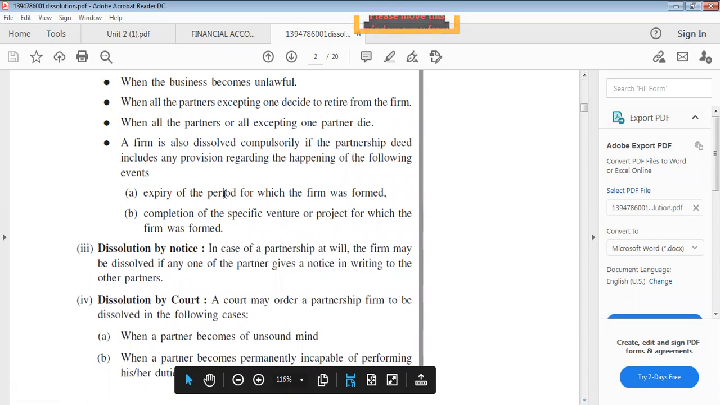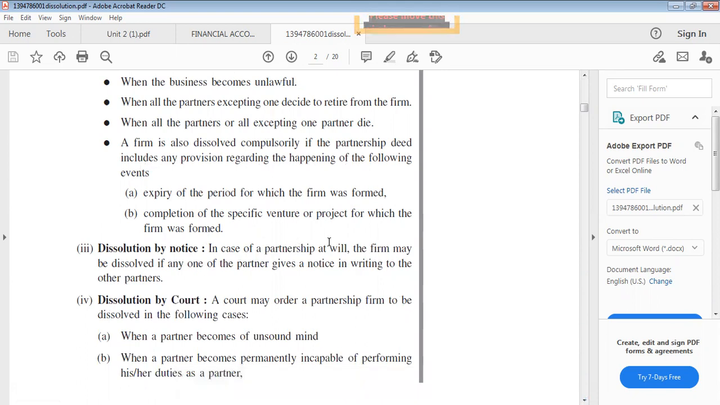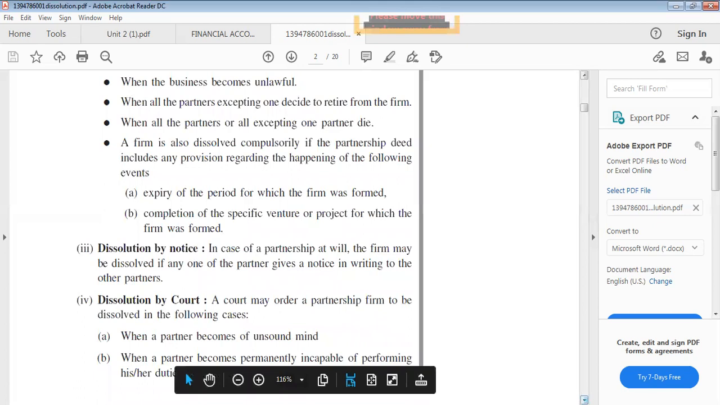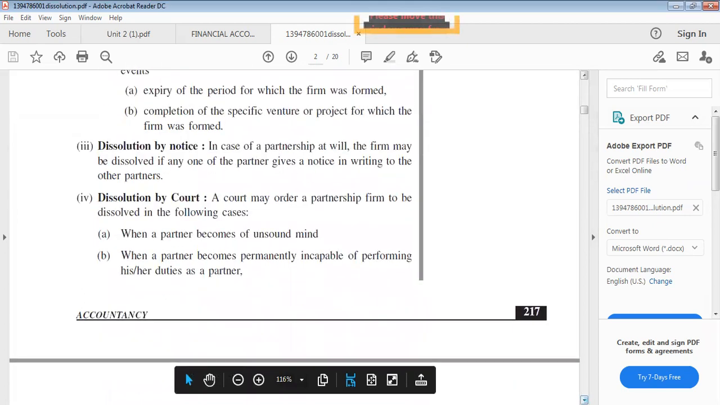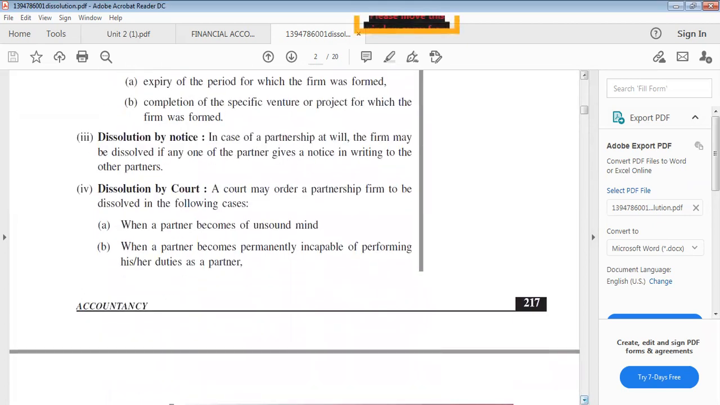The next one is dissolution by notice. In case of a partnership at will, the firm may be dissolved if any one of the partners gives a notice in writing to the other partners. Dissolution by court now.